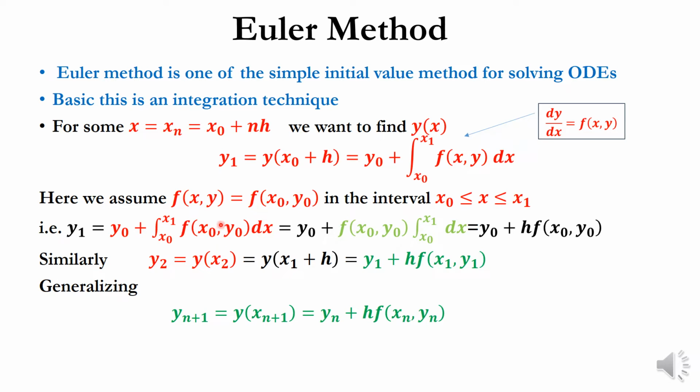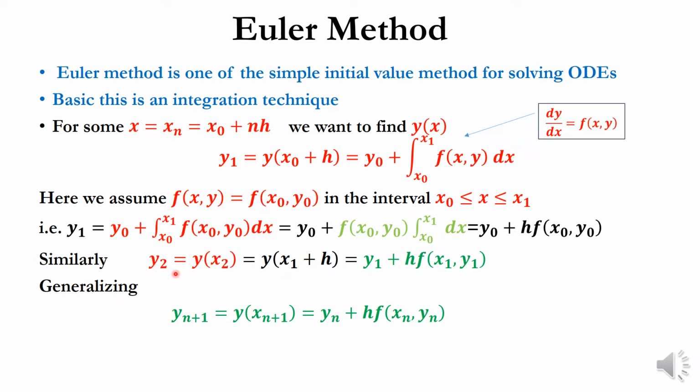Since this is a constant, this is taken outside, so this becomes y0 plus f of x0, y0 integral dx. Integrating with respect to dx and applying the limit x0, x1, we get x1 minus x0, that is h. So this becomes y0 plus h into f of x0, y0. Then the value of y at x equal to x0 plus h is obtained as y1.